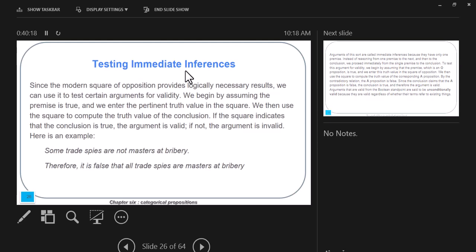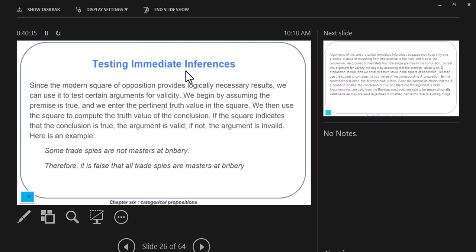All trade spies are masters at bribery. Which type is it? It's an A type, right? What is the relation? Is it contradictory relation or subalternation? Horizontal or vertical or diagonal? It's diagonal, right? Relation between A type and O type.